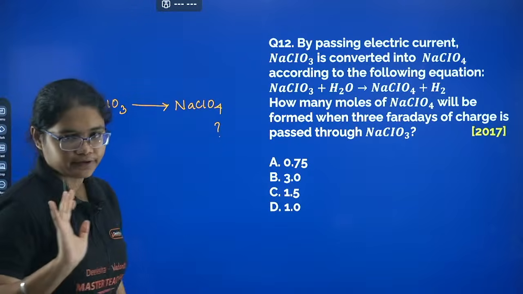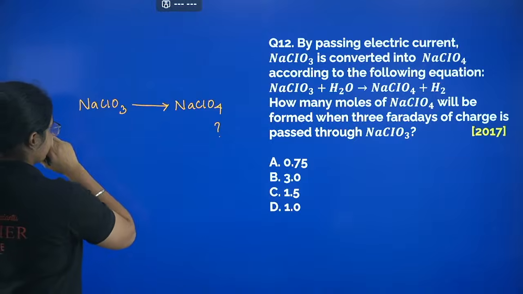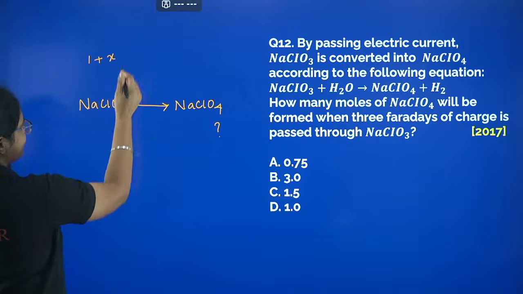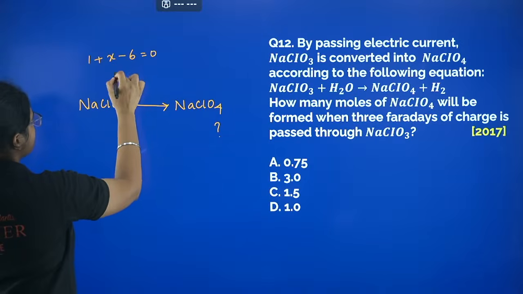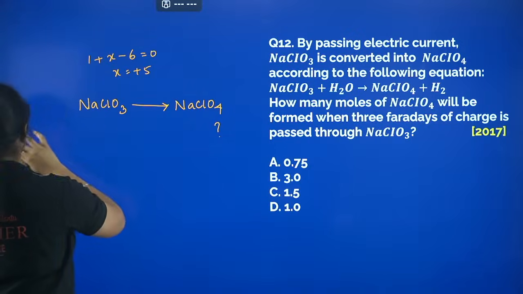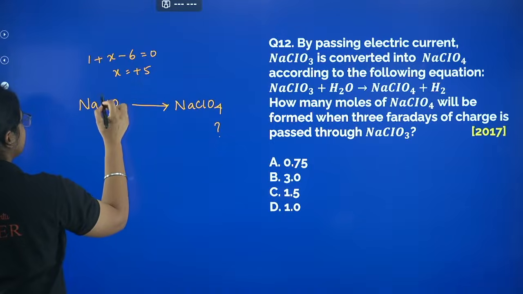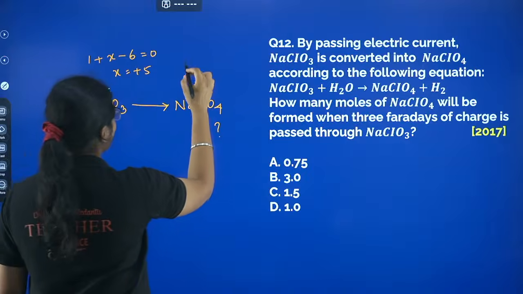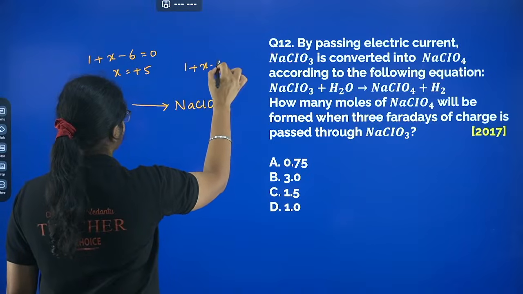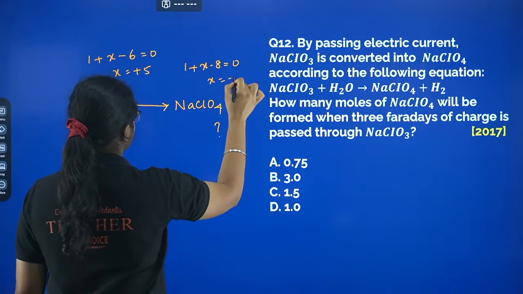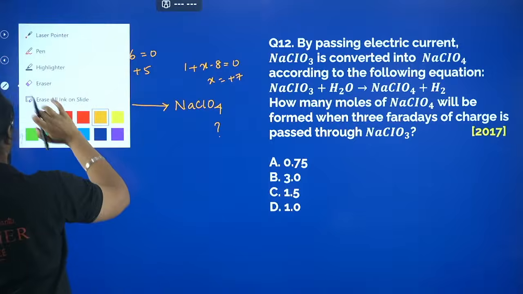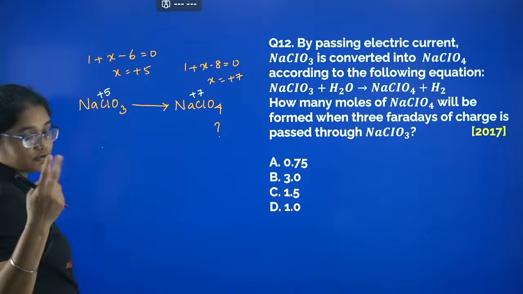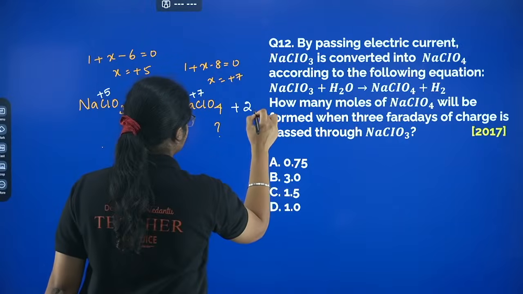Okay, now see, what is the charge of chlorine here? Plus 1. So sodium is plus 1, chlorine is X. 3 into minus 2 is minus 6, so 1 plus X minus 6 is equal to 0, X is equal to plus 5 here, right? So I can write the charge of chlorine as plus 5 here, right? Now moving to this side, we have 1 plus X minus 8 is equal to 0. X will be equal to plus 7. So here the charge will be plus 7, right? So plus 5 to plus 7, there is a loss of 2 electrons. So I can write like this.